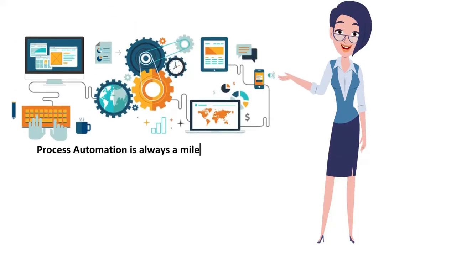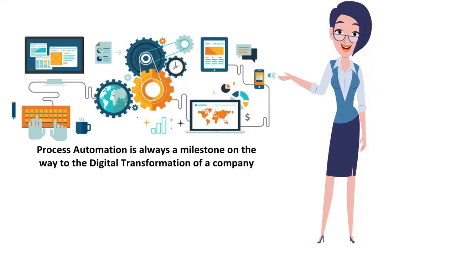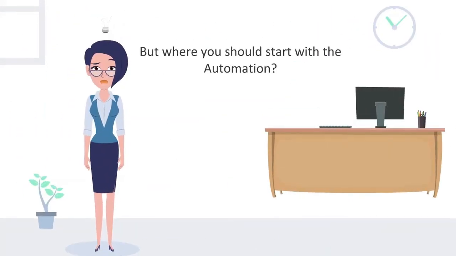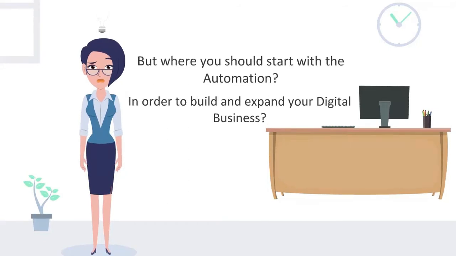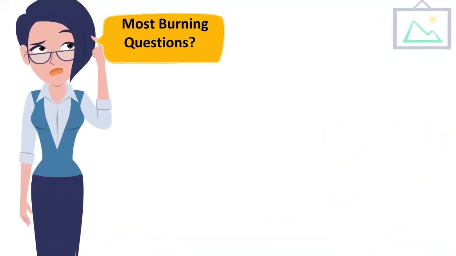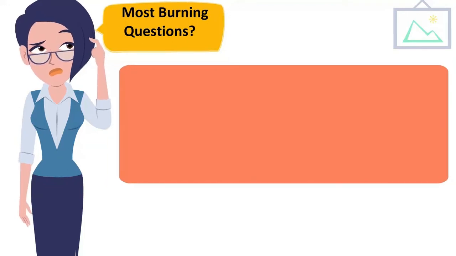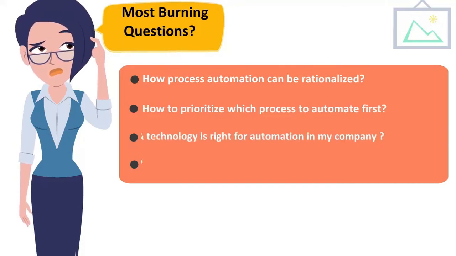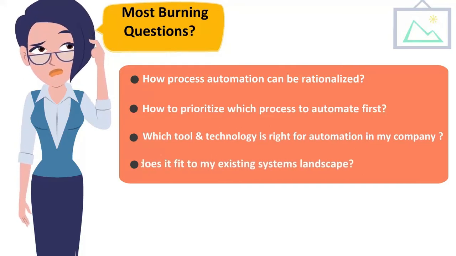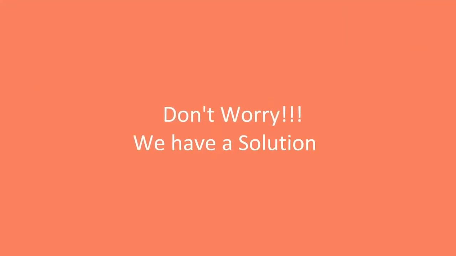Process automation is always a milestone on the way to the digital transformation of a company. But where should you start with automation in order to build and expand your digital business? Most burning questions: how can process automation be rationalized, how to prioritize which process to automate first, which tool and technology is right for automation in my company, how does it fit to my existing systems landscape? Don't worry, we have a solution.